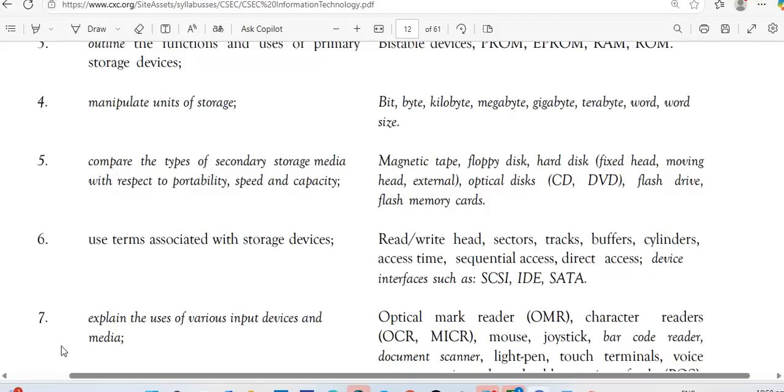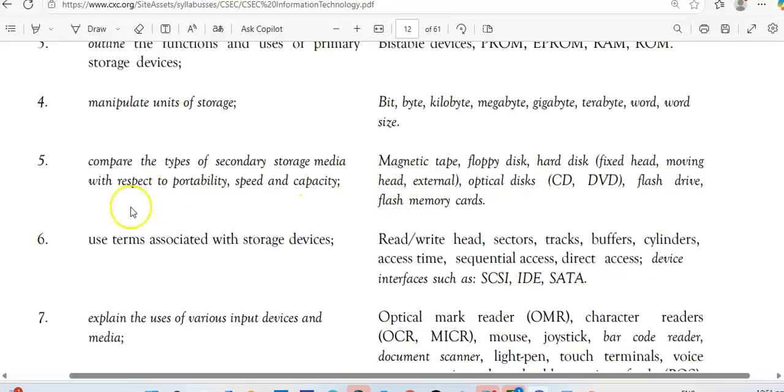We're going to look at one more. Which one do you want us to look at? The flash drive? All right, let's look at the flash drive. Portability, high, easy to move around with. Speed, fast. Capacity, medium. All right, so you can look at the portability, speed, and capacity of the following secondary storage media.